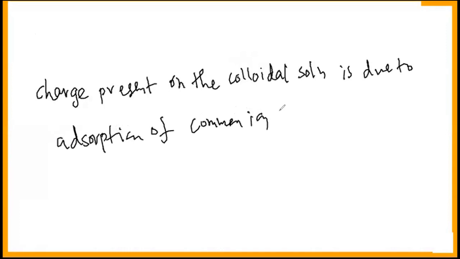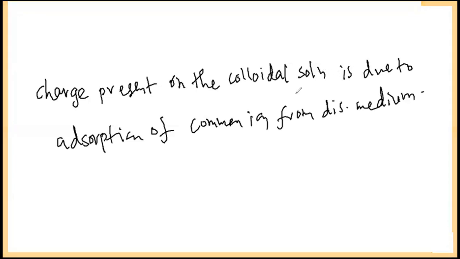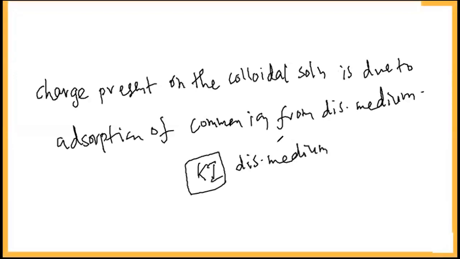Common ion from where? From the dispersion medium. Yes, sir. Now, what is the dispersion medium here? We can consider potassium iodide as the dispersion medium. From this only, the I minus will come and accommodate around the surface of the precipitate.